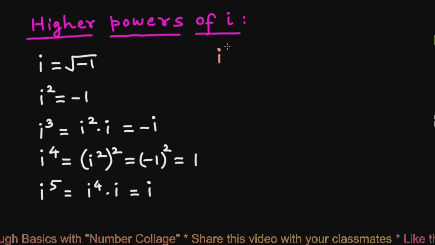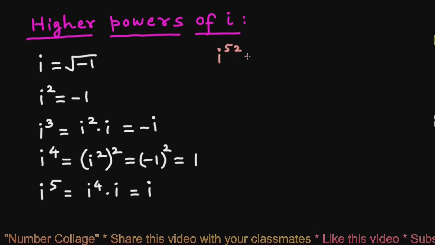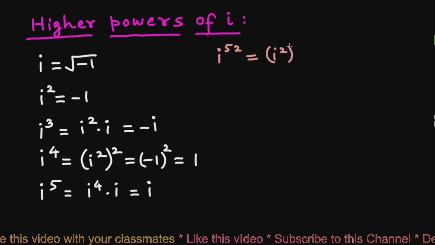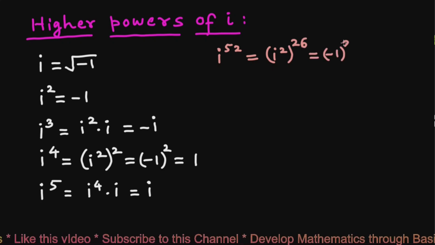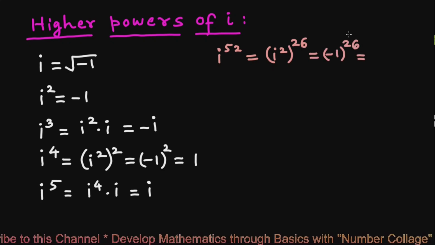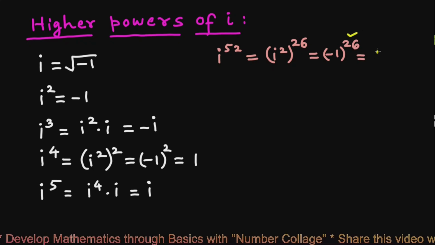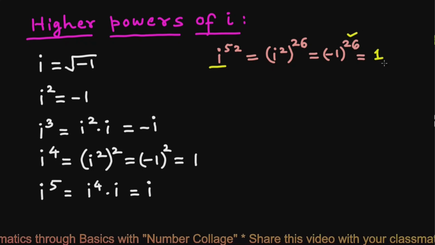What will be i raised to 52? We will express it as i square raised to 26. It will be minus 1 raised to 26. Minus 1 raised to even power is 1. So i raised to 52 will be 1.